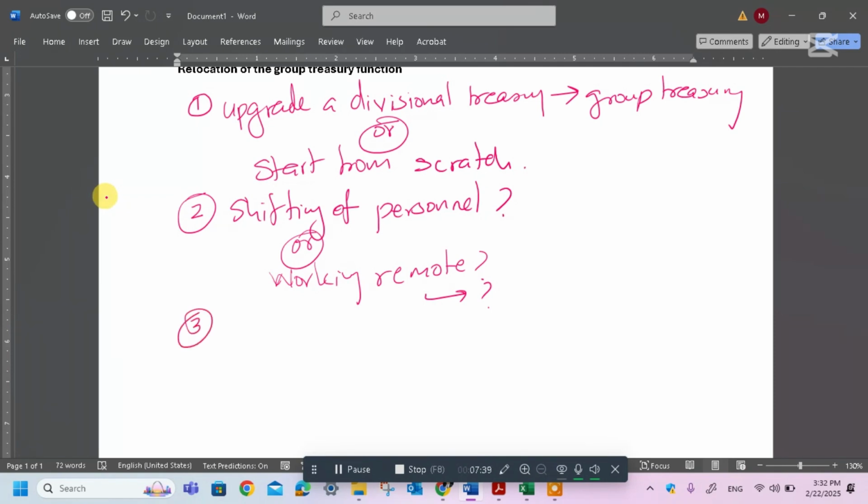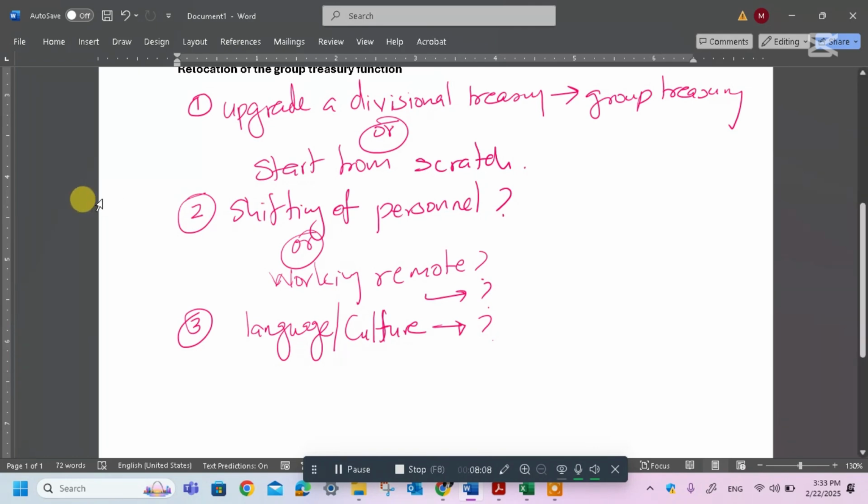Third point, if you are shifting also, in the new country where you're going to have the group structure, group treasury, these people who are shifting, can they manage? Because there will be difference in language, difference in culture. So whether the staff can shift to the new location and whether they can manage. Discuss all these points as the common issues, general issues.